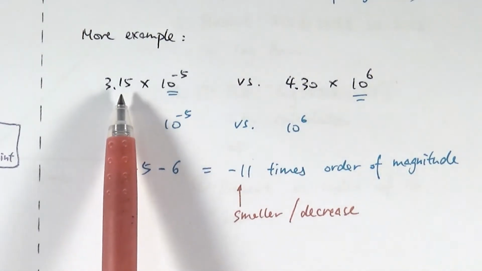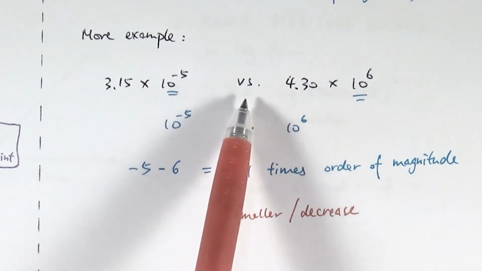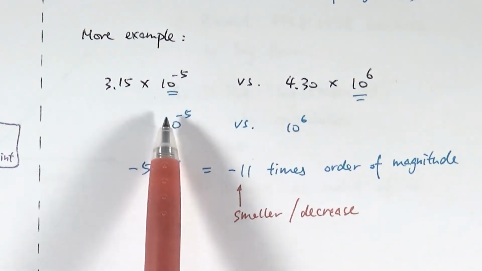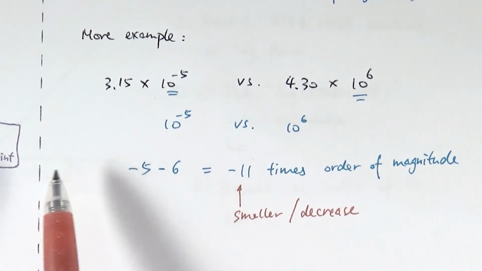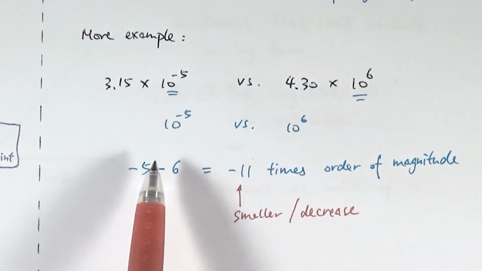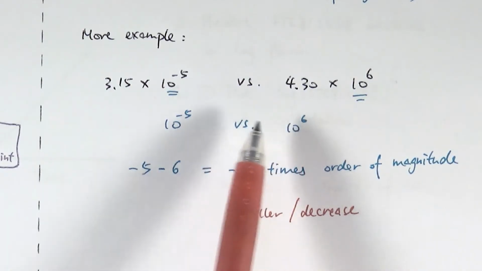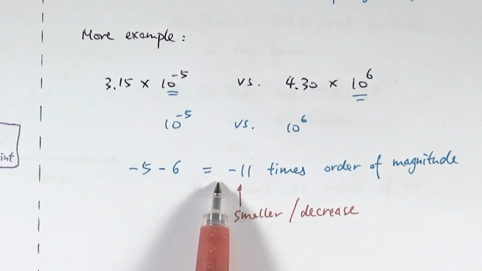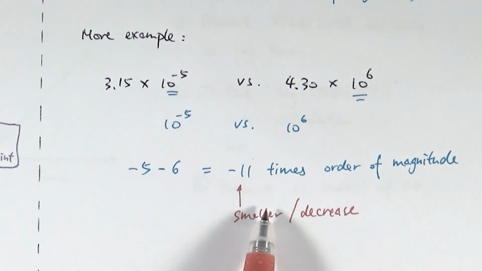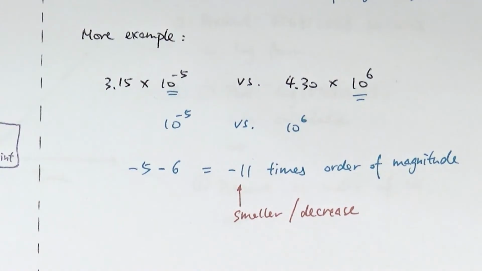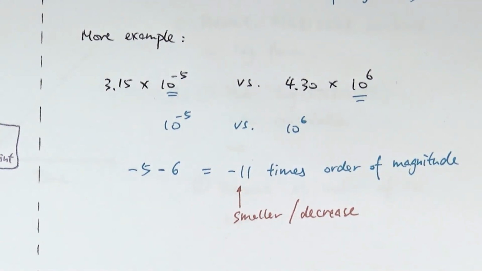Let's say I've got 3.15 times 10 to the minus 5 versus 4.30 times 10 to the 6. So again, in this case, I'm going from 10 to the minus 5 to 10 to the 6. Then if it's going that way, it would be 11 times bigger. Or if it's becoming smaller, then I can say it's minus 11 times order of magnitude, which is a decrease, if this is the initial and that's the final. So it depends entirely on which way around it is.